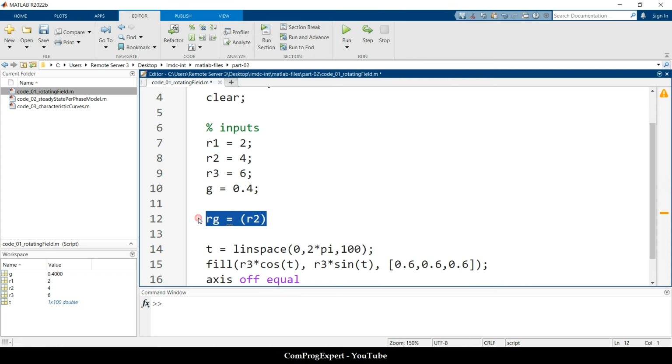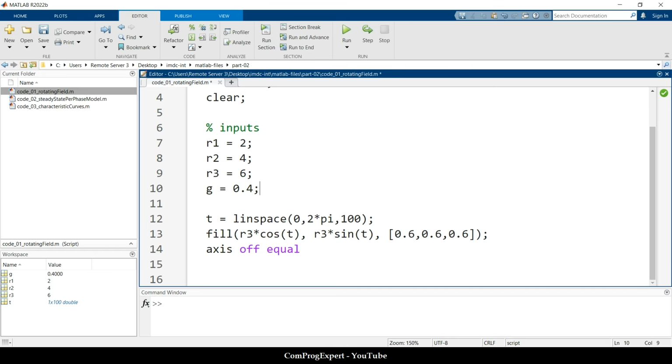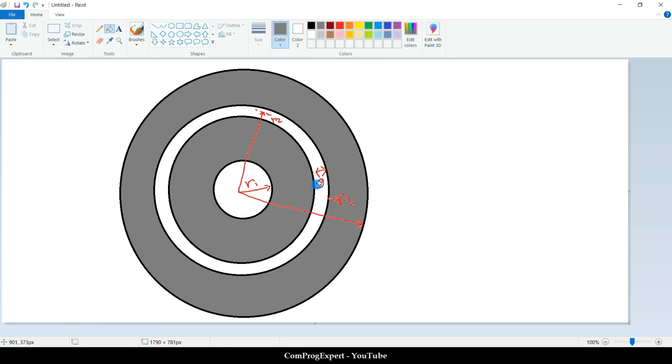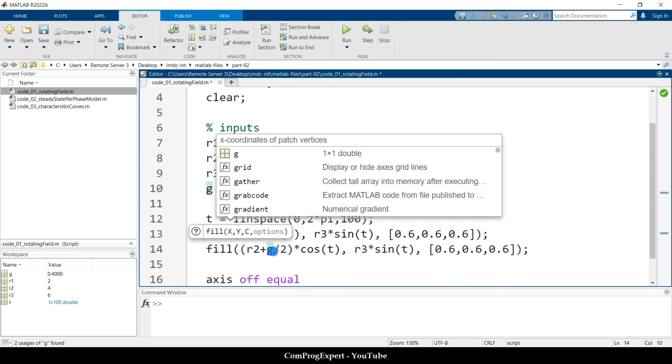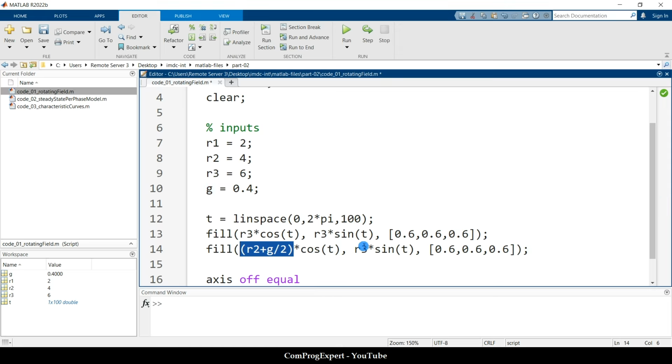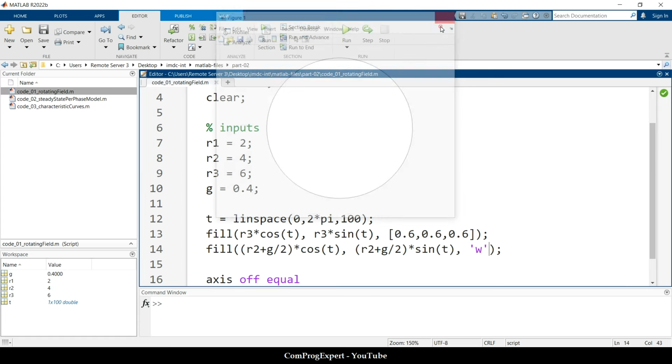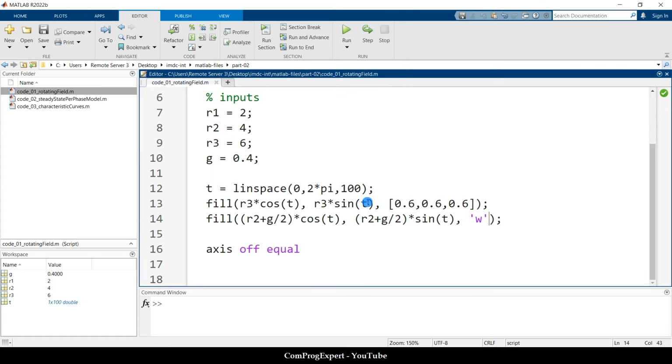The radius of the air gap is R2, the parameter that we considered, and this is the gap. So here I can use the fill function. Instead of R3, I can write R2 minus gap divided by 2 plus, and let's use the white color here. So we can generate this graph.